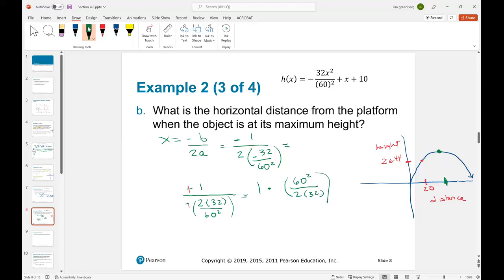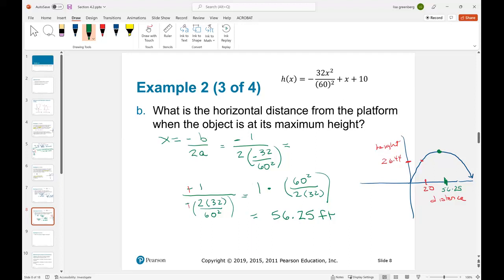And the answer to that is 56.25 feet. Okay, so now we know that when x is at 56.25 feet, that's when the object reaches its maximum height.